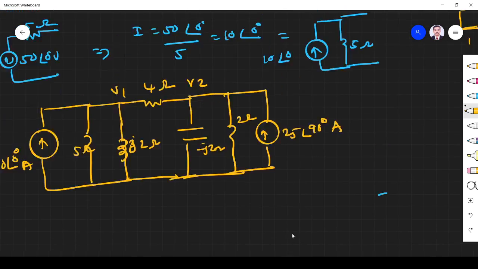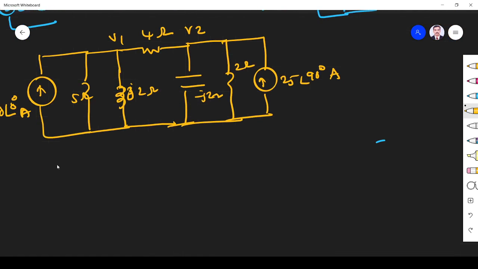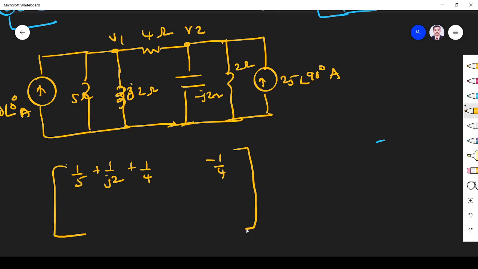Now we write the matrix equation. This is node 1 and node 2. We have only two nodes, so we write a 2 by 2 matrix. What are the elements connected to node V1? 5 ohm, so 1 by 5; this j2, so 1 by j2; this 4, so 1 by 4. This is R11. Next element is R12, the resistance common between 1 and 2, so negative, minus 1 by 4. Next, R21, common between 2 and 1, again minus 1 by 4.